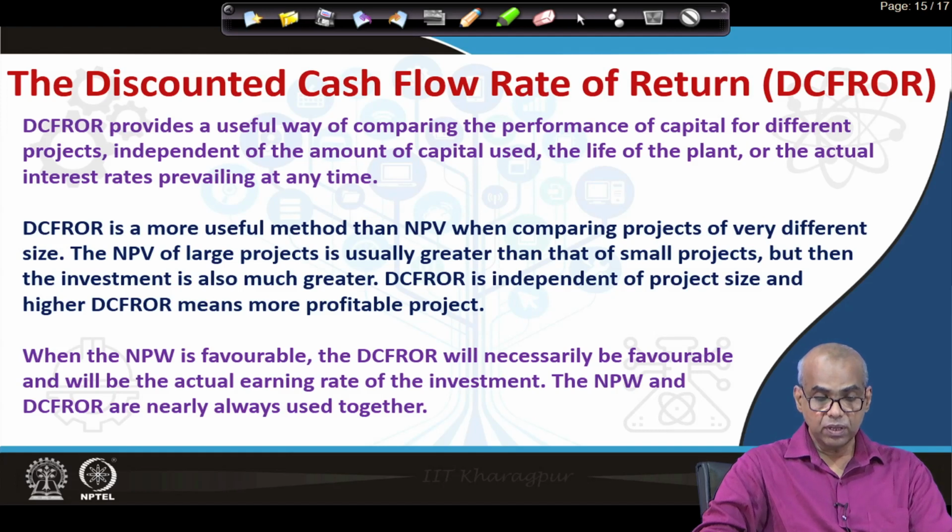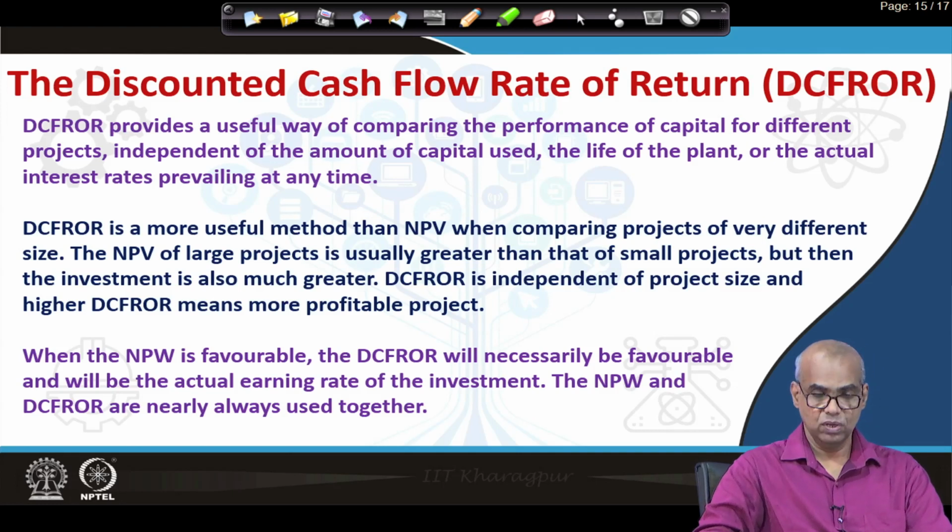When the NPV is favorable, the discounted cash flow rate of return will necessarily be favorable and will be the actual earning rate of the investment. Note that NPV is favorable when NPV is greater than 0, and the discounted cash flow rate of return is defined as the interest rate which gives the cumulative cash flow equal to 0. So, if NPV is favorable, the discounted cash flow rate of return will definitely be favorable, and this will be the actual earning rate of the investment. The NPV and the discounted cash flow rate of return are nearly always used together.